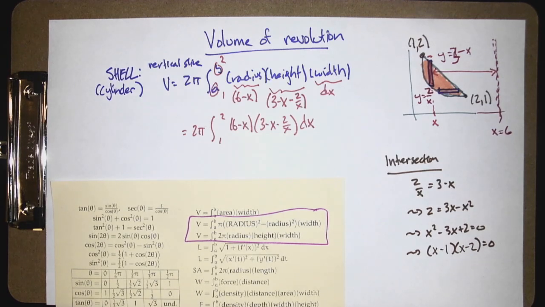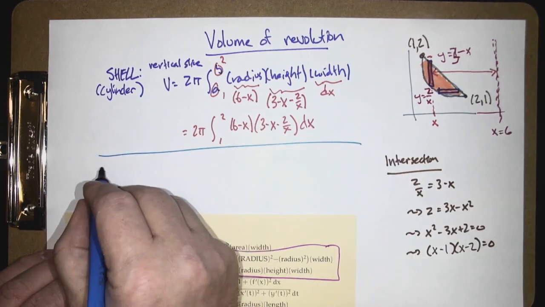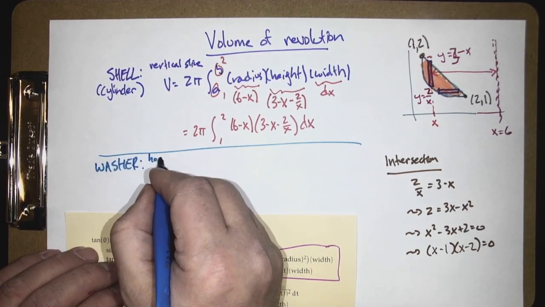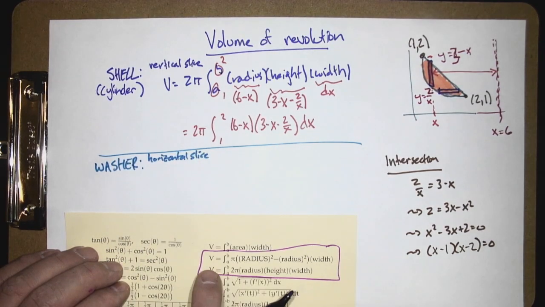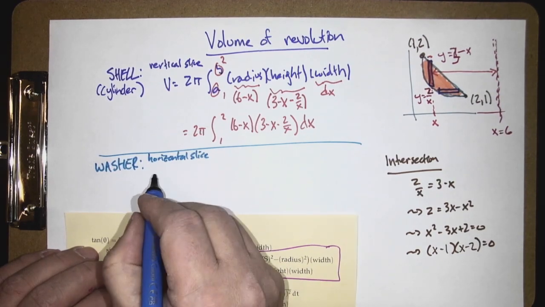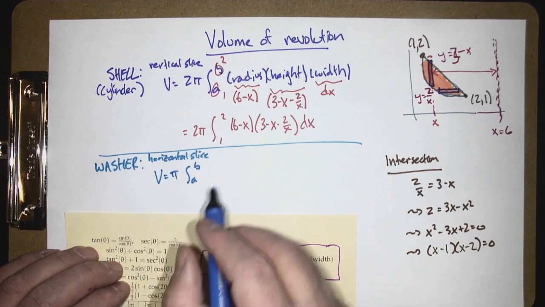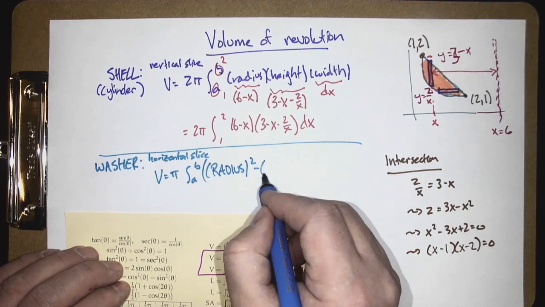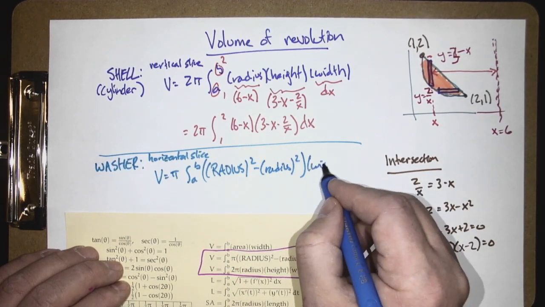So now let's talk about the other method, which is our washer. We're doing a horizontal slice by process of elimination. We've already done a vertical slice. Washer has the part with the big and the small radius. So we have volume equals pi, add up a to b, and then we have our big radius squared minus our little radius squared, times our width.